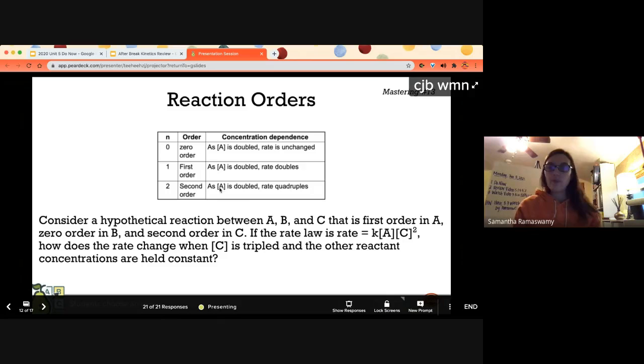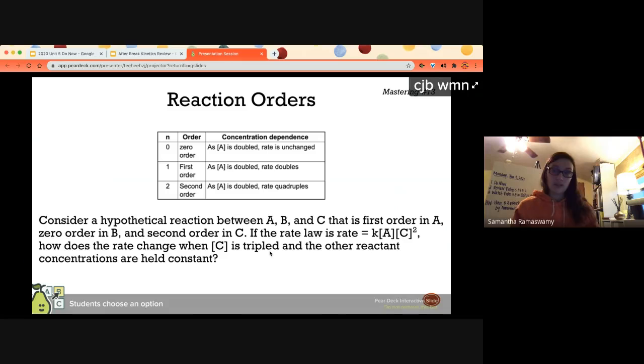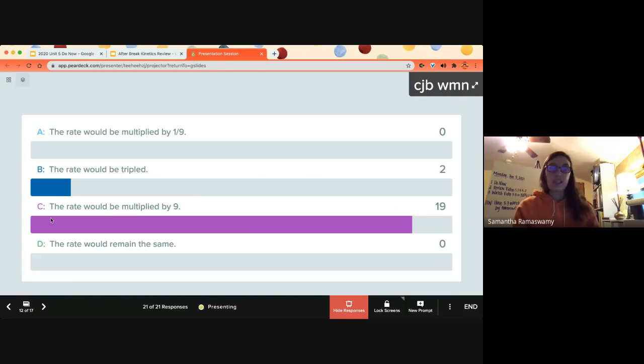So notice in this table, it says as A is doubled, rate quadruples, right? In this table, if it's second order, you double it, multiply by 2, 2 squared is 4, so the rate quadruples. So we're not doubling, right? We're tripling in this case. So if the concentration of C is tripled, that means you're multiplying by 3. 3 squared is 9. So if you are tripling the concentration of a second order reactant, you are going to increase the rate 9 times. So the correct answer for this is C. The rate would be multiplied by 9.